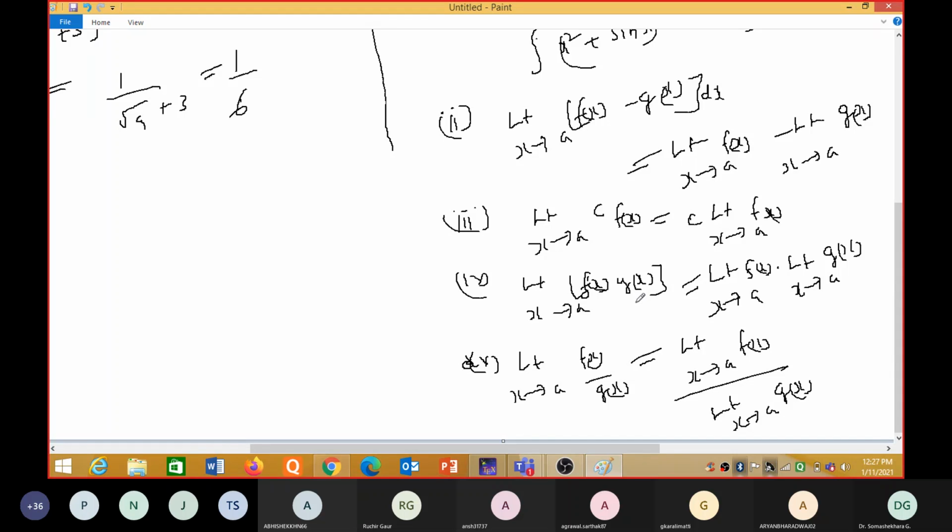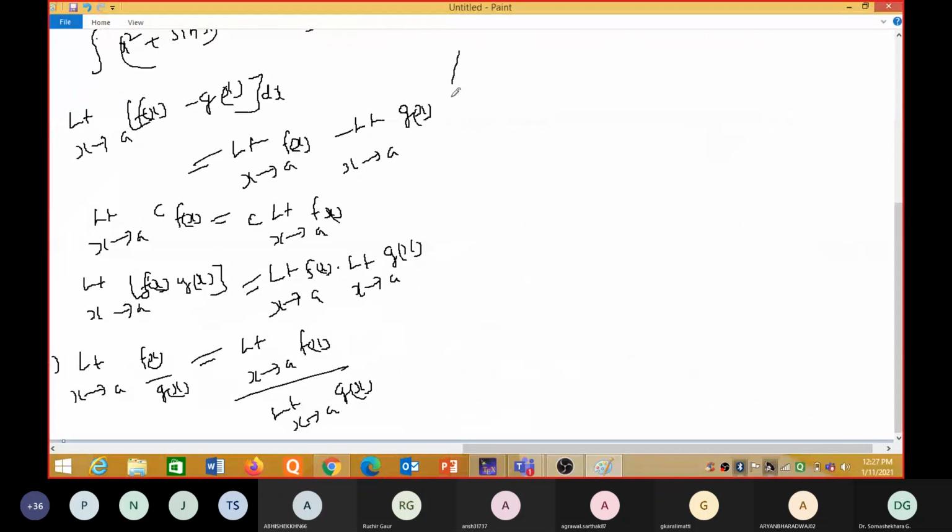Next is the definition of continuity. When do you say the given function is continuous at the given point a? I will discuss it later, in the next class. I am going to discuss the continuity concept also.